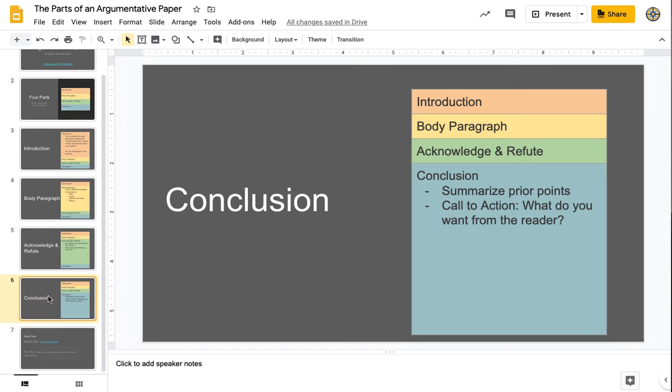So if I go back to the example where I'm writing to my parents or talking to my parents about going to the movies, a good call to action would be, I think it's time to let me go pay for the movies on my own. I'm ready for that. I'm asking them to let me go to the movies and pay for them, right?